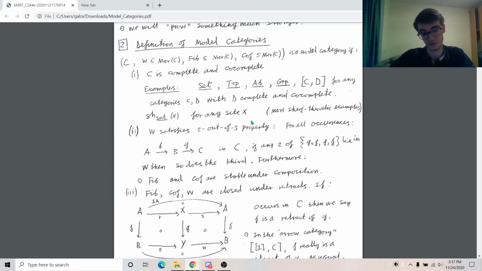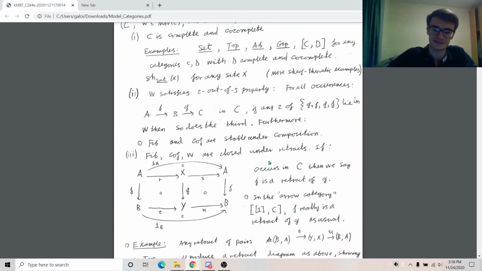And the second property is the weak equivalences. We want them to be some form of equivalence, so they satisfy the 2 out of 3 property. For all occurrences of this diagram, if you have maps F and G between A, B, and C, if any 2 of G composed with F, G, or F lie in W, then so does the third. And furthermore, the classes Fib and Cof are stable under composition, just under composition. Examples of things satisfying the 2 out of 3 property include isomorphisms, and homotopy equivalences in the category of topological spaces.